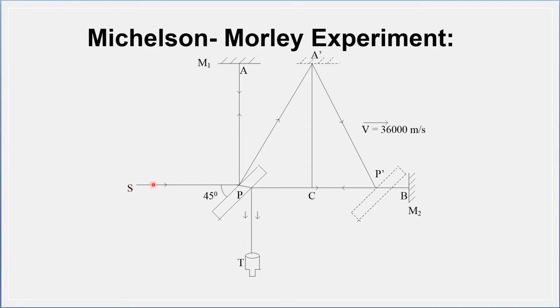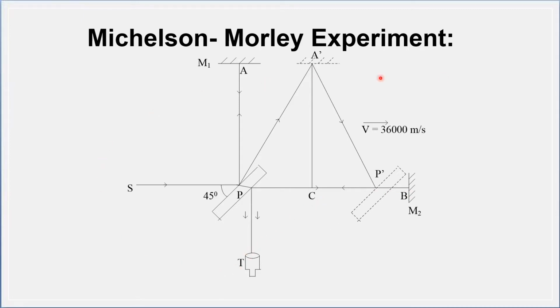So light is incident at 45 degrees on this plate. If you draw the normal here, the angle of incidence is 45 degrees, so the angle of reflection will also be 45 degrees. So it will go along that path PA. At the point A, there is a mirror M1. There is also a mirror M2 here like this. Then there is a telescope here.